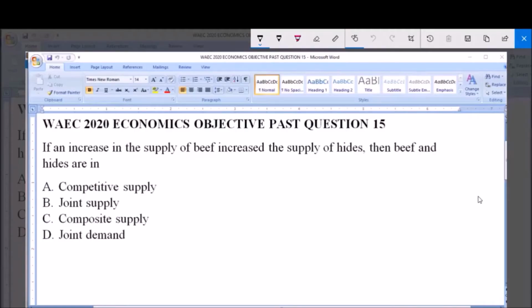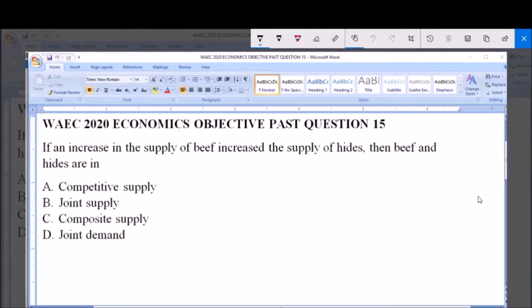Hello and welcome. I will be answering WAEC 2020 Economics Objective Past Question 15. If an increase in the supply of beef increases the supply of hides, then beef and hides are in A. Competitive supply, B. Joint supply, C. Composite supply, D. Joint demand.